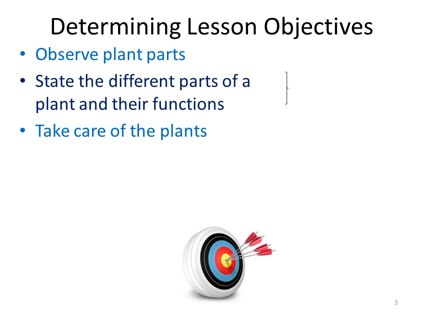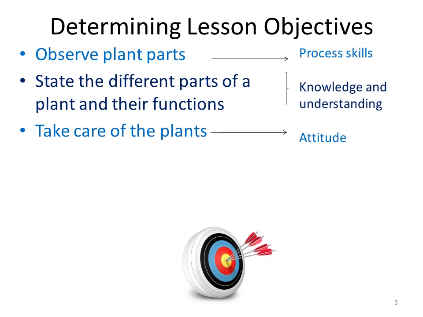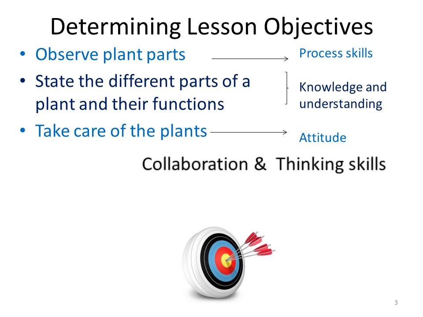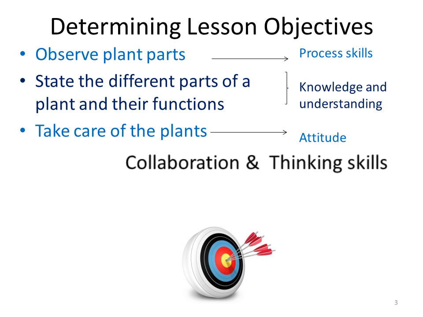Students are required to observe plant parts, which is an important process skill they need to develop. They are to state the different parts that make a plant system and the functions of the plant parts. These are the concepts for knowledge and understanding. Next, it is important for the students to know how to care for the plants. Lastly, I would like to give the students the opportunity to work with one another, as collaboration and thinking skills are important 21CC competencies.